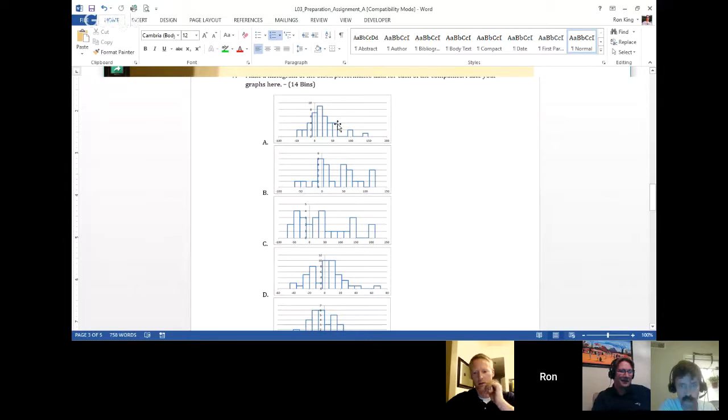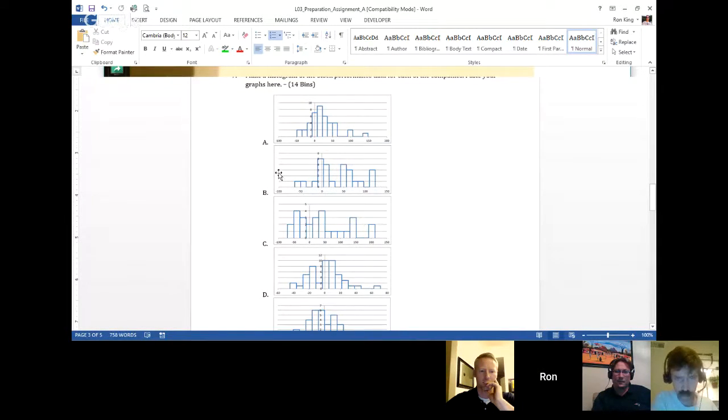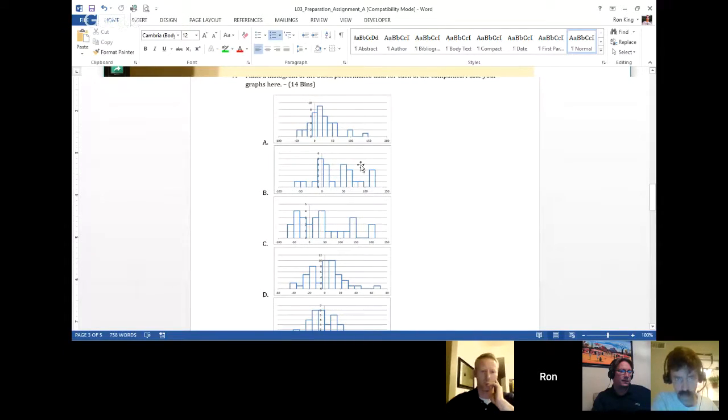Okay, so these are the histograms, and these are the box plots. And so a box plot like this, with a long whisker here, would be right skewed. Yeah. So if this box were right in the middle, it would be symmetrical.